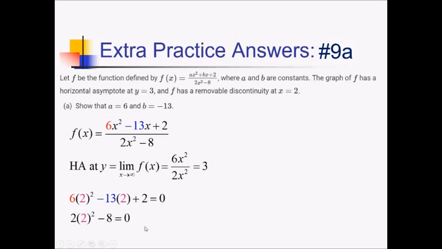So since we end up with 0 in both the numerator and denominator, note that I didn't write 0 divided by 0, because that's just mathematically bad. But I wrote them separately. This shows that we have a removable discontinuity at 2.